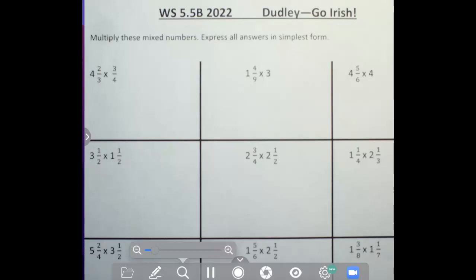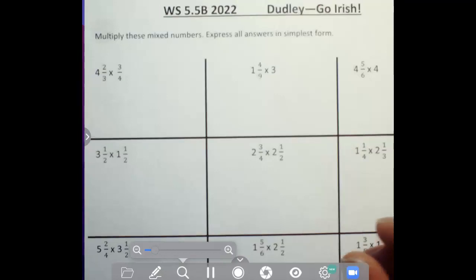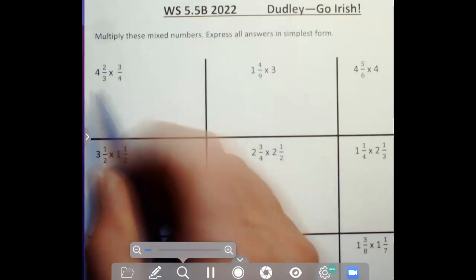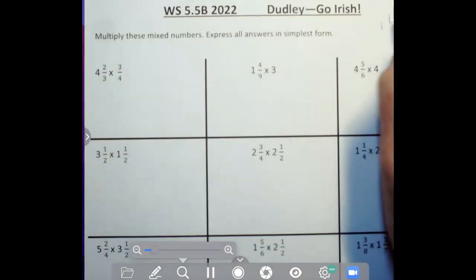All right, today we'll be doing WS 5.5b 2022. This is multiplying mixed numbers. I think you have to remember what multiplying mixed numbers is. You have to put the mixed number into an improper fraction. Let's take a real easy one to start with.